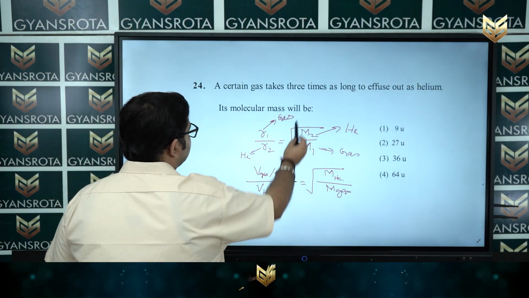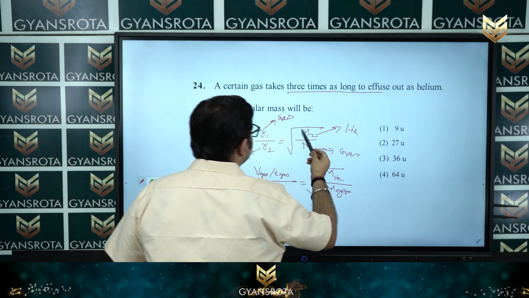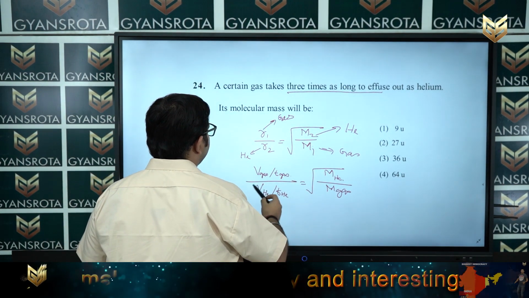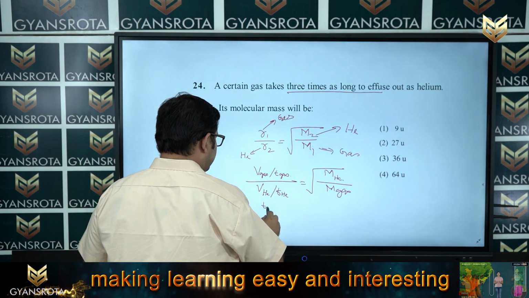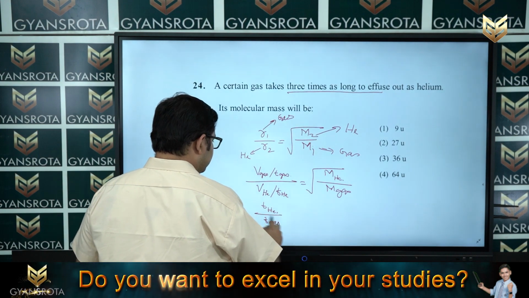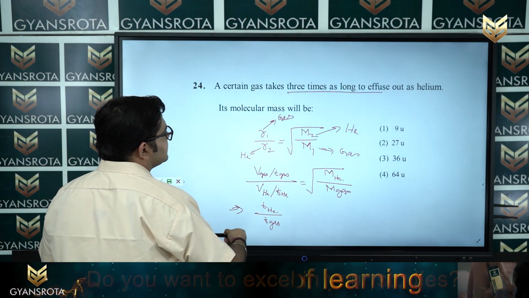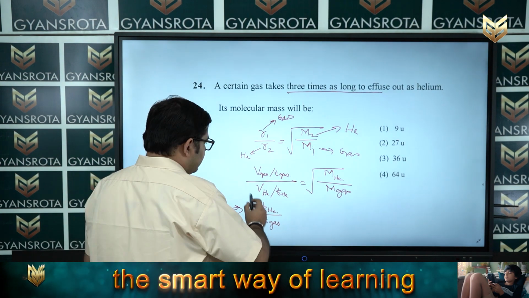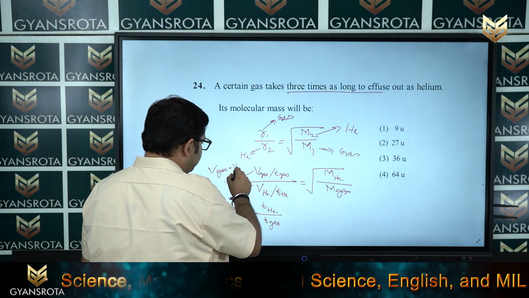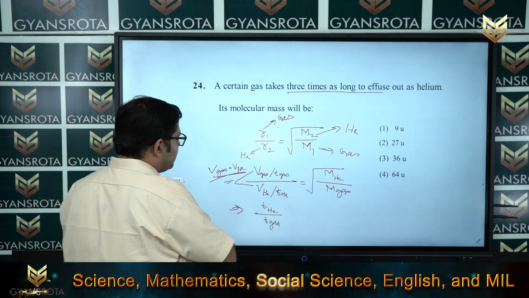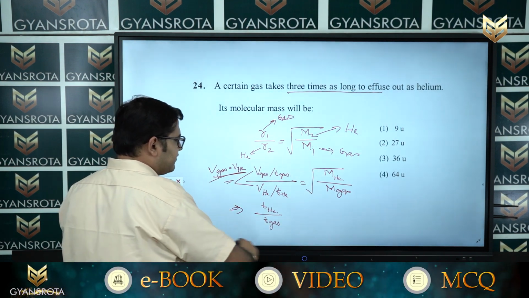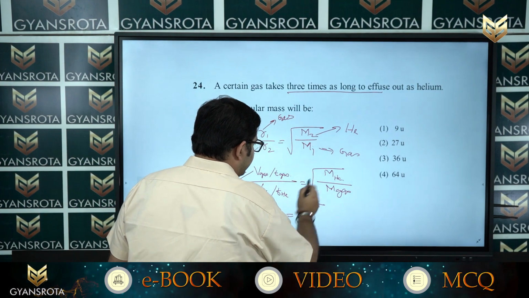Now, the certain gas takes 3 times as long to effuse out as helium. If you see, the volume will be the same, so you can leave out the volume, and keep T of helium divided by T of gas. I am going to consider these two as the same, that is V gas is equal to V helium. So, this will be the same. So, you have time of helium over time of gas equal to root over the mass of helium, what is the mass of helium?